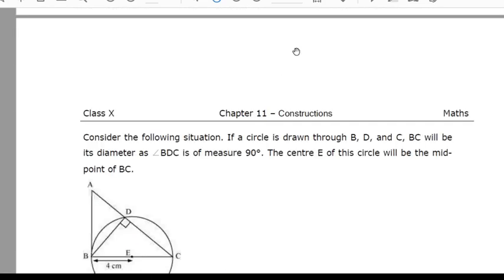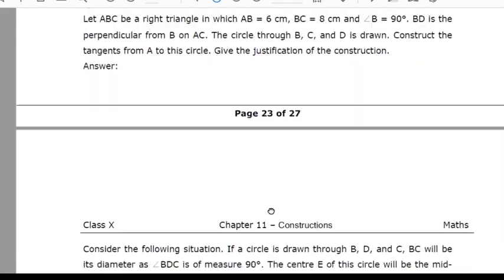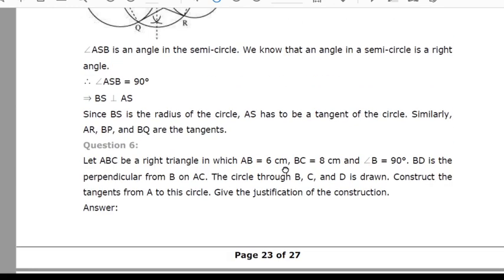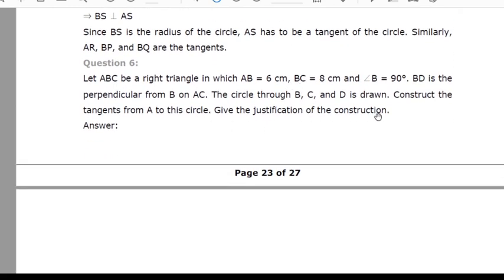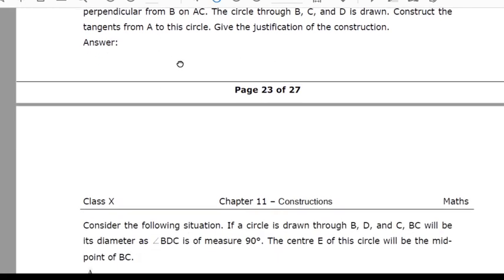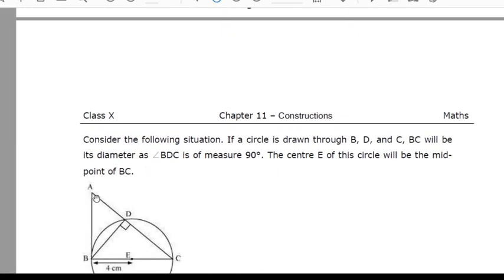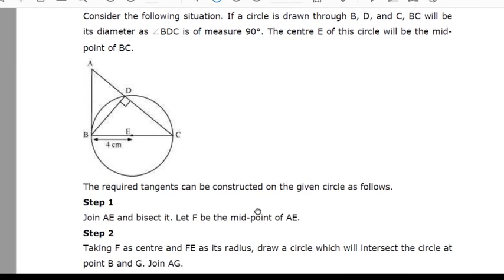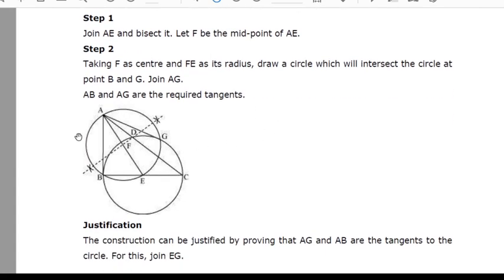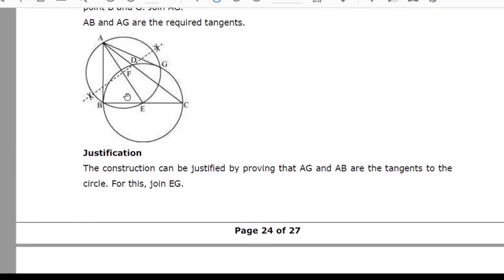Now after that, what you have to do? Construct a tangent from A to this circle. Point A is here, and from this point we have to draw the tangent. Join this point to the center. Then bisect that line and join, and you will get your tangents. And for justification, just simple.